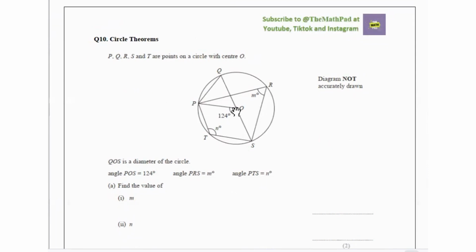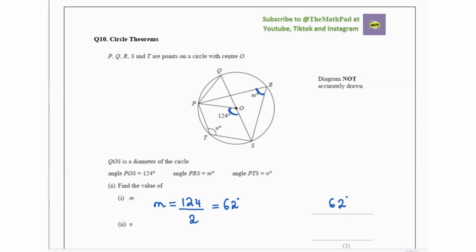So for the value of m, if you notice, angle at the center is 124. It is one of the circle theorems that the angle at the center is twice the angle at the circumference. The angle at the circumference is m, so m would be 124 divided by 2, and that's 62. Once again, angle at the center is twice the angle at the circumference. So we're just applying that rule and finding the value of m.